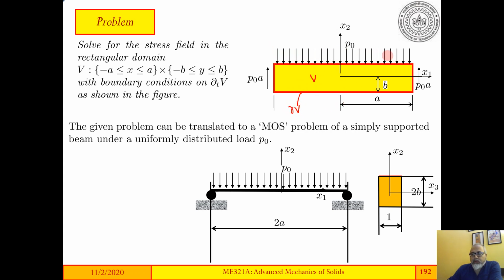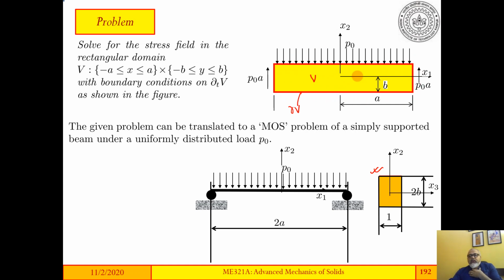We have a distributed load on the top, and the depth of the beam is 2b, the length is 2a, and the out-of-plane thickness, as shown here, is, let's say, 1. Now, at the ends, you have a reaction force P naught A at the two ends, two edges, and you are supposed to find the stress distribution in the yellow region for this.